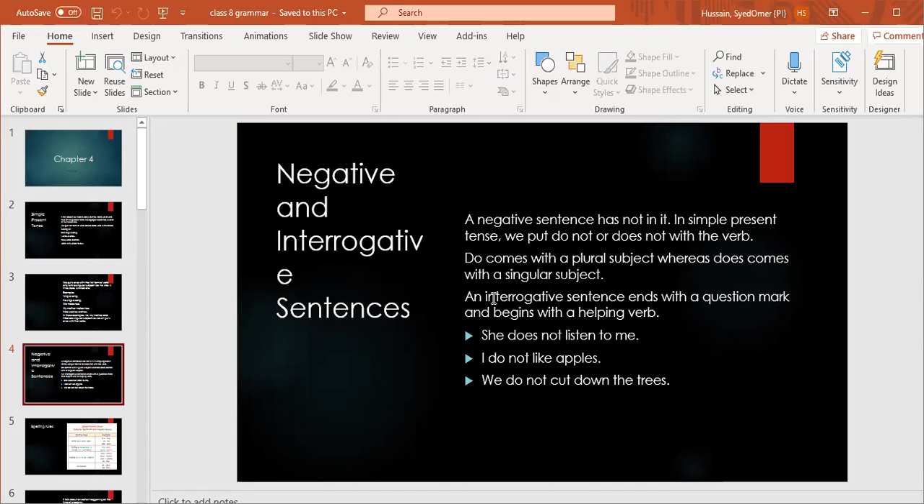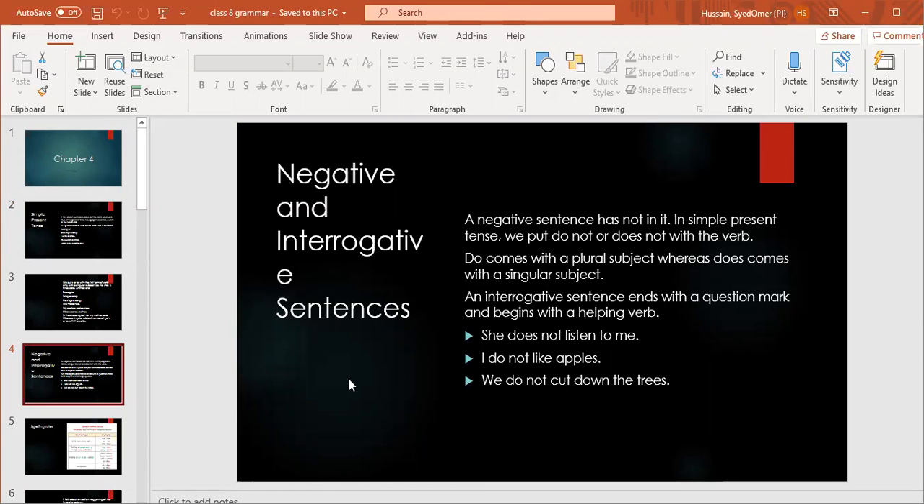She does not listen to me. I do not like apples. We do not cut down the trees. She is singular, so we have put "does." I and we are plural, so we have put "do." Please don't be confused. Only in simple present tense we put "do not" or "does not."